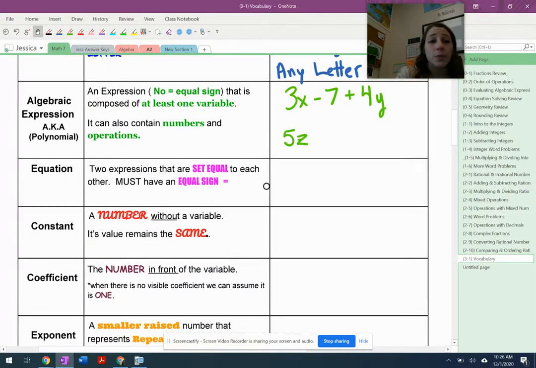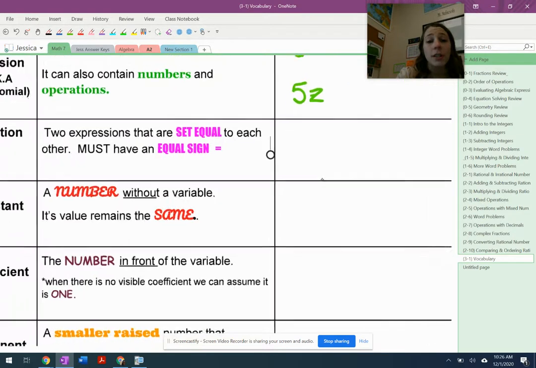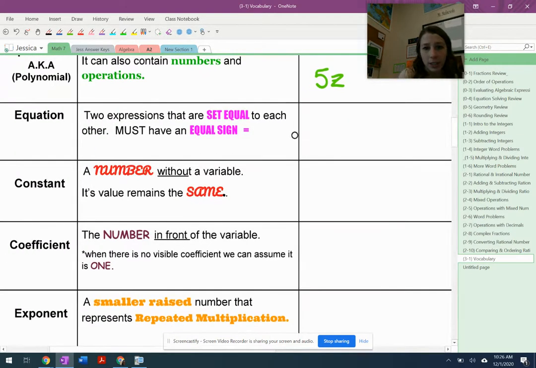Not to be confused with an equation. When we're looking at an equation, it must have an equal sign. Equation, it sounds like it says equal right in it, basically. So an equation must have an equal sign. It's when two expressions are set equal to each other, shockingly enough.